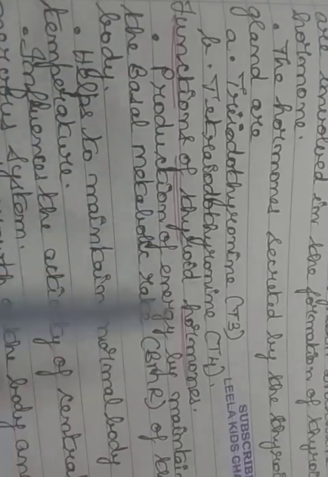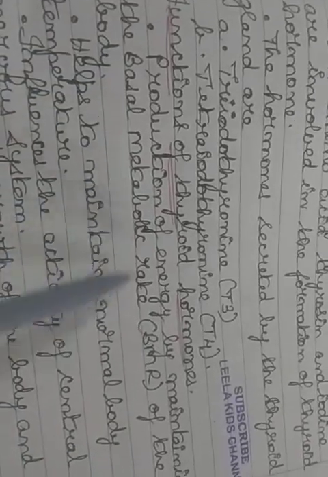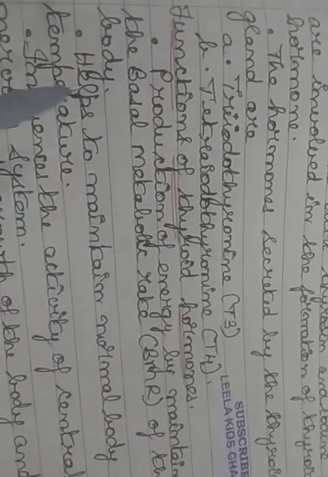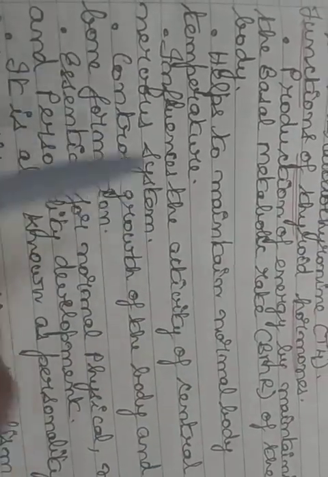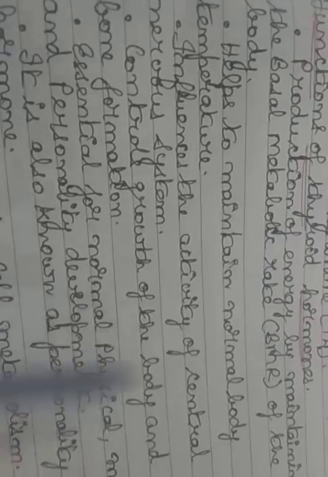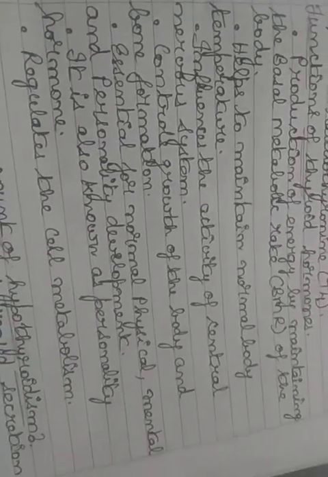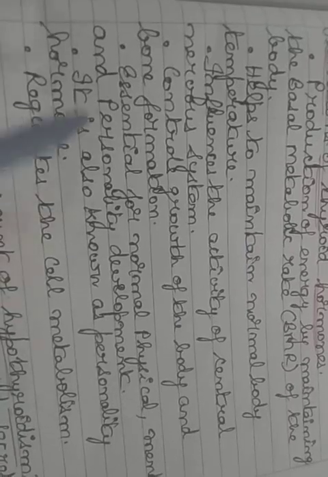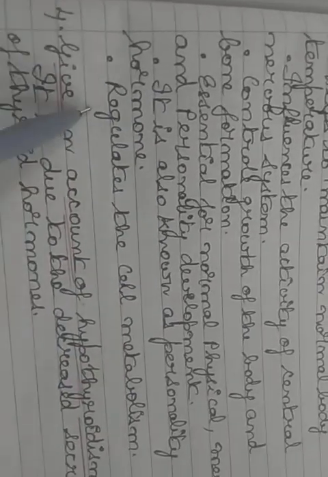Functions of thyroid hormones: production of energy by maintaining the basal metabolic rate, BMR, of the body. Helps to maintain normal body temperature. Influences the activity of the central nervous system. Controls growth of the body and bone formation. Essential for normal physical, mental and personality development. It is also known as the personality hormone. Regulates cell metabolism.